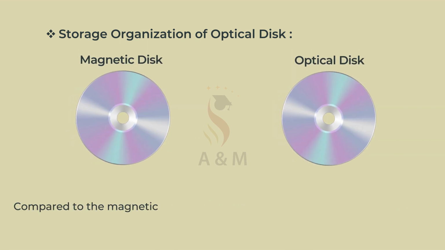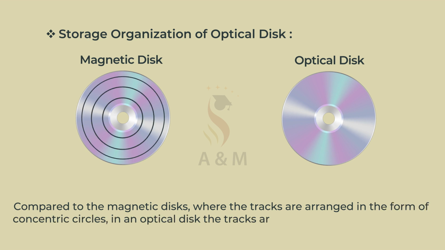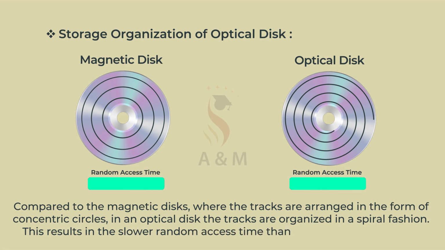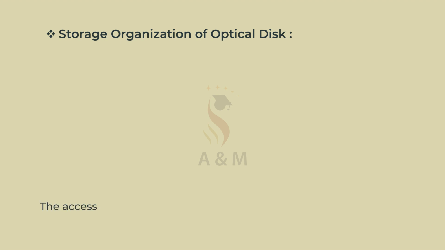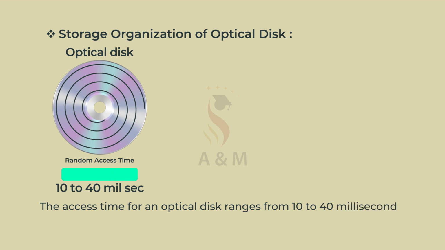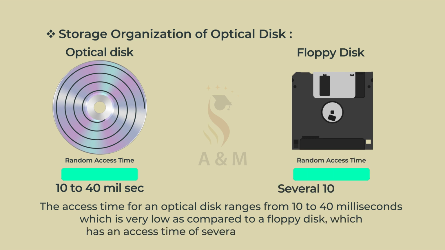Compared to the magnetic disks, where the tracks are arranged in the form of concentric circles, in an optical disc, the tracks are organized in a spiral fashion. This results in slower random access time than in the concentric circles. The access time for an optical disc ranges from 10 to 40 milliseconds, which is very low as compared to a floppy disk, which has an access time of several hundred milliseconds.